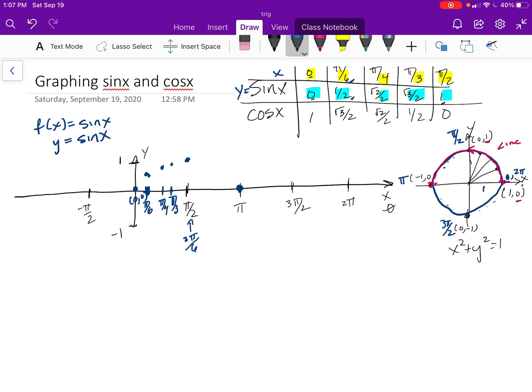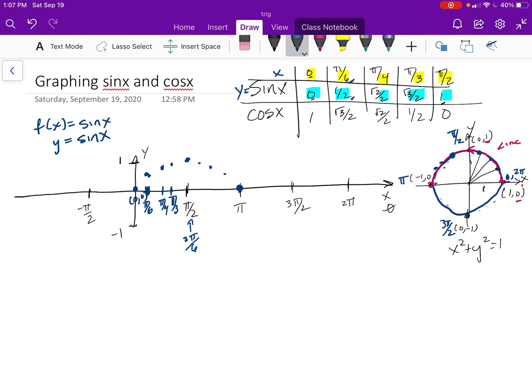So what are these other values? Well, remember that they're mirror images, like on the unit circle. This point corresponds to that point for the y, and here and here, and here and here. So therefore, these values I have here begin to go back down.